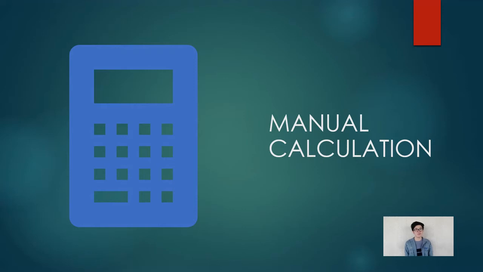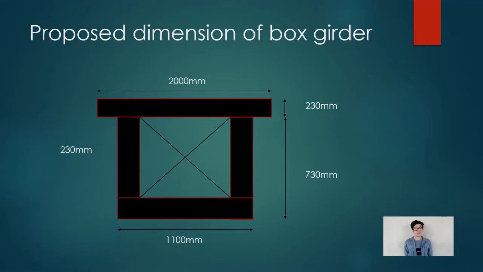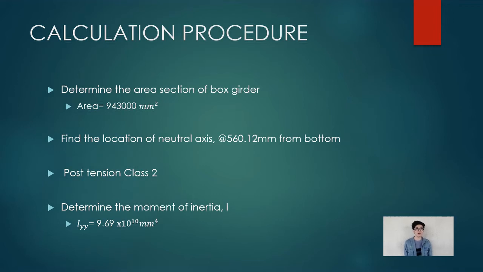Now I would like to present our manual calculation for our project. First of all, we have to propose a dimension for our box girder. We have a 2000 millimeter width on the top, which serves as the pedestrian bridge width, and then 1100 mm on the bottom, and then a total height of 960 mm. For the calculation, first we are going to determine the area of the box girder.